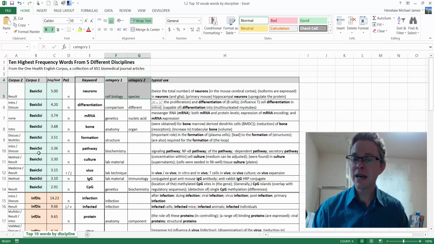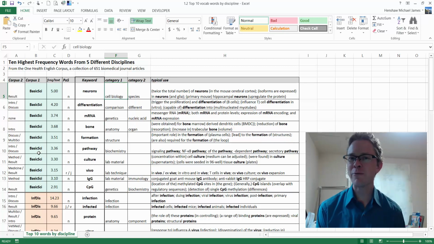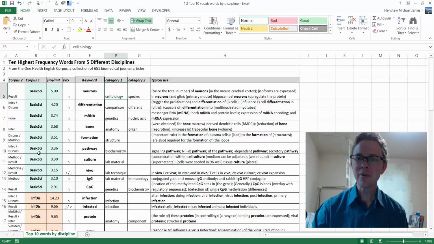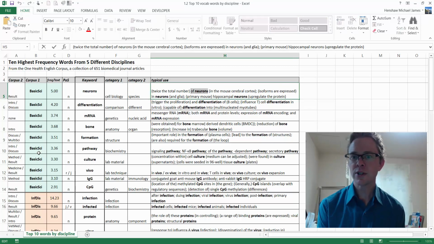Category is something that I made myself, so there may be some errors in here. And I'm still actually in the process of refining it, but I thought something is better than nothing. Typical use is, again, based on statistics and word counts.